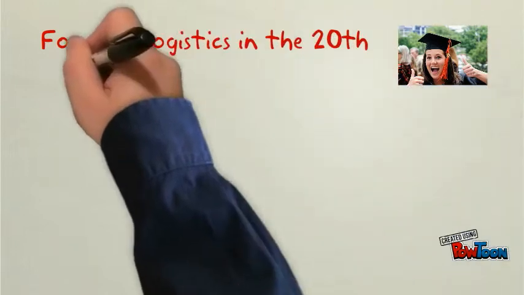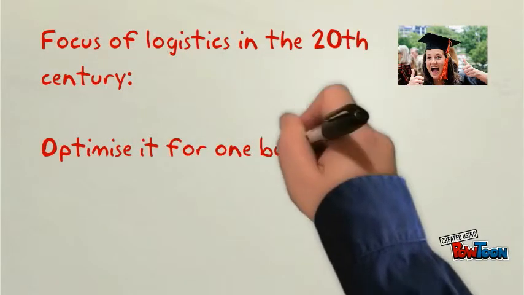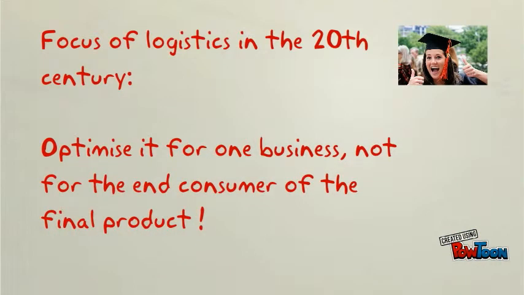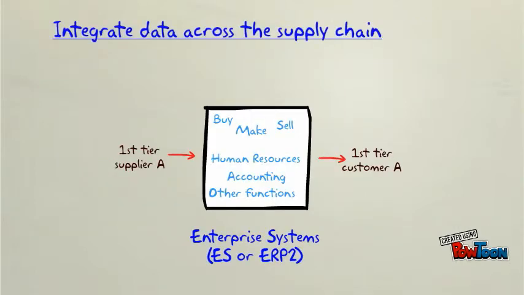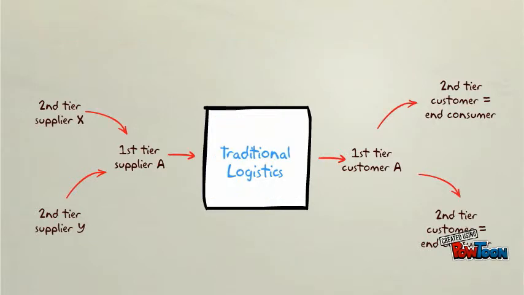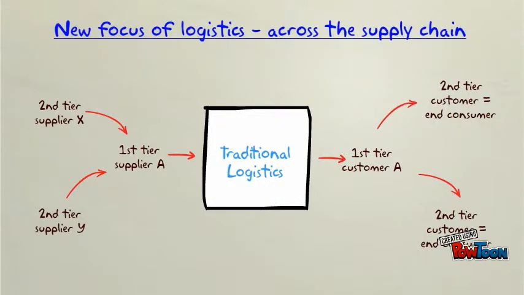You need to note that the focus of logistics in the last century was clearly on optimizing it for one business, not for the customer. This changed at the beginning of the 21st century when so-called enterprise systems emerged. Enterprise systems can integrate data within one business, but also across the so-called supply chain, meaning all businesses that are involved in the production of a certain product for an end customer. For logistics research, this technological improvement meant that we started researching logistics across the supply chain.